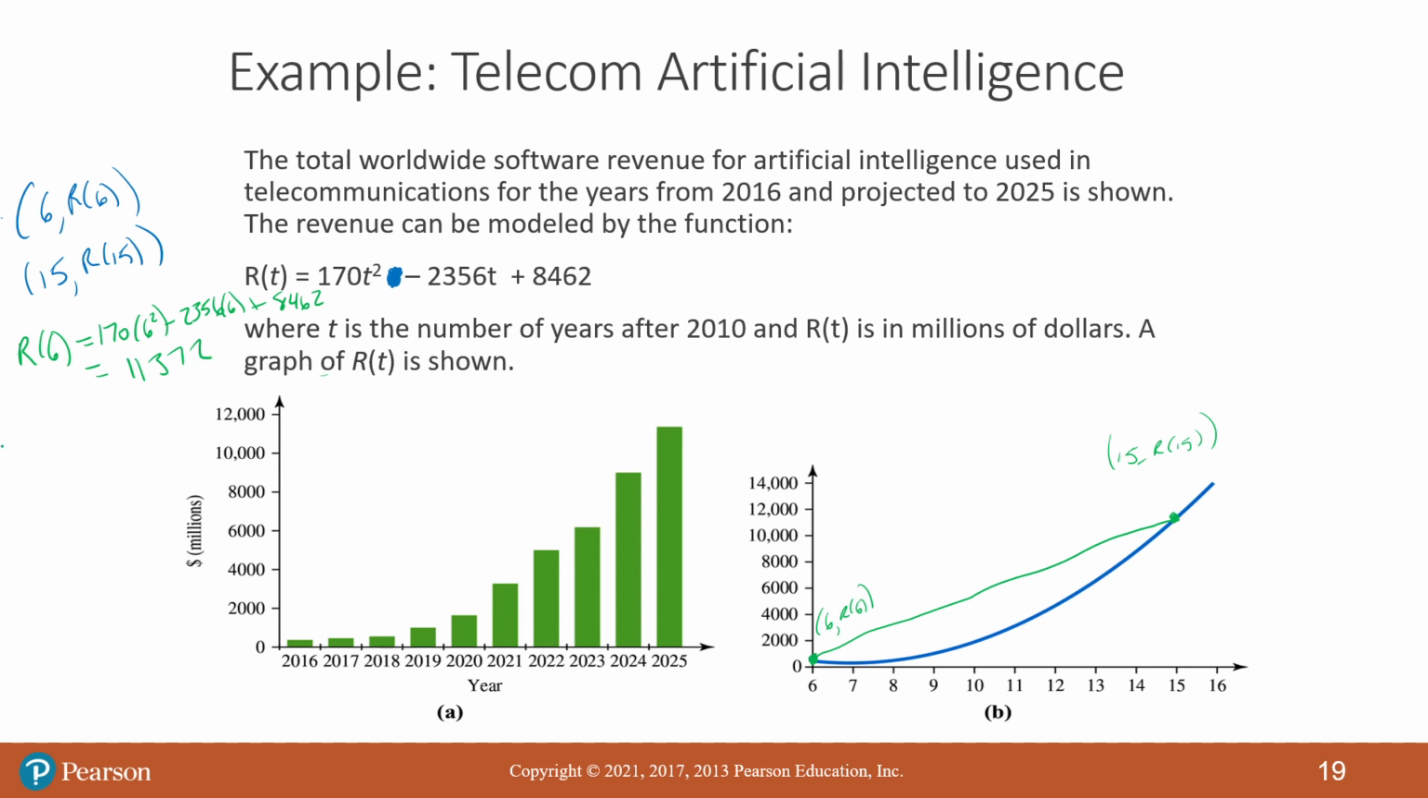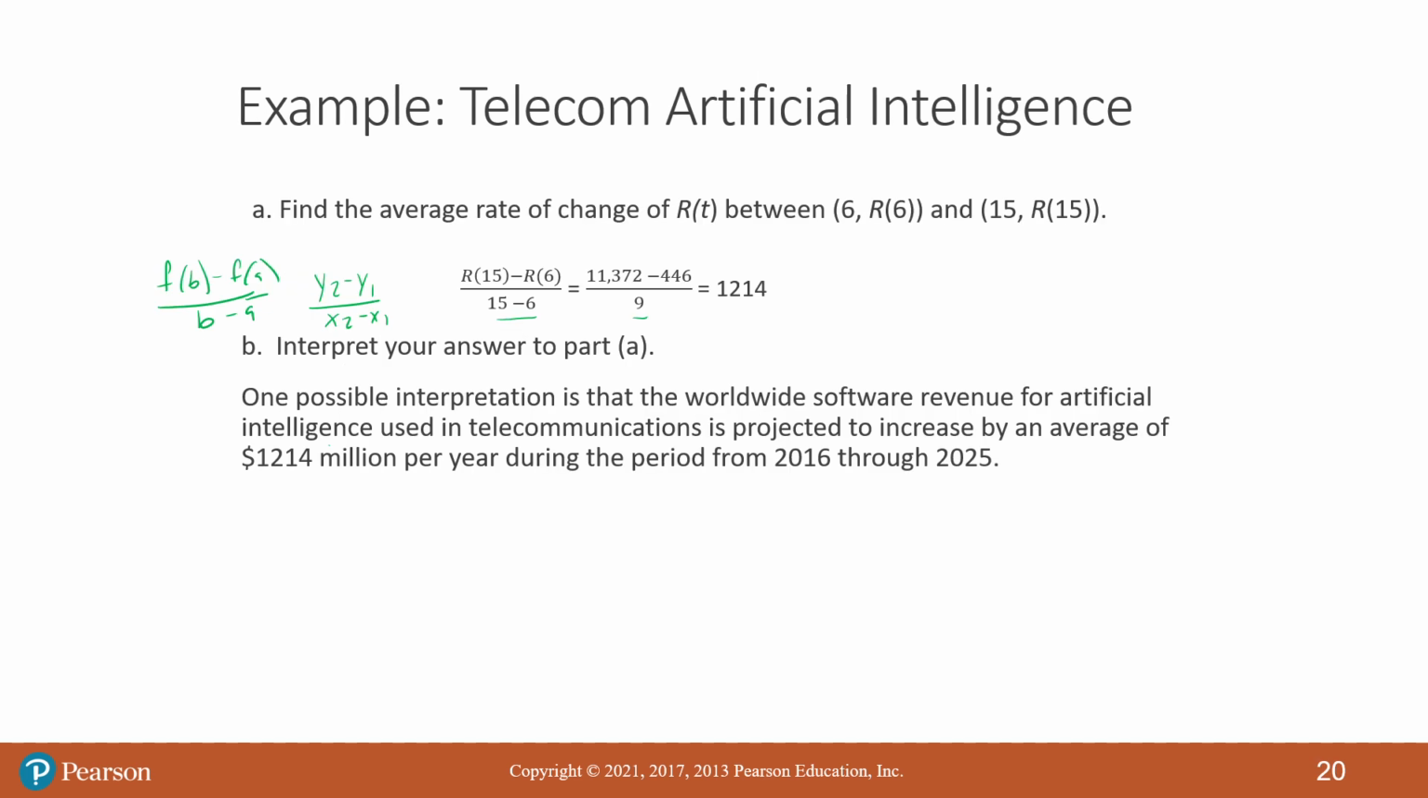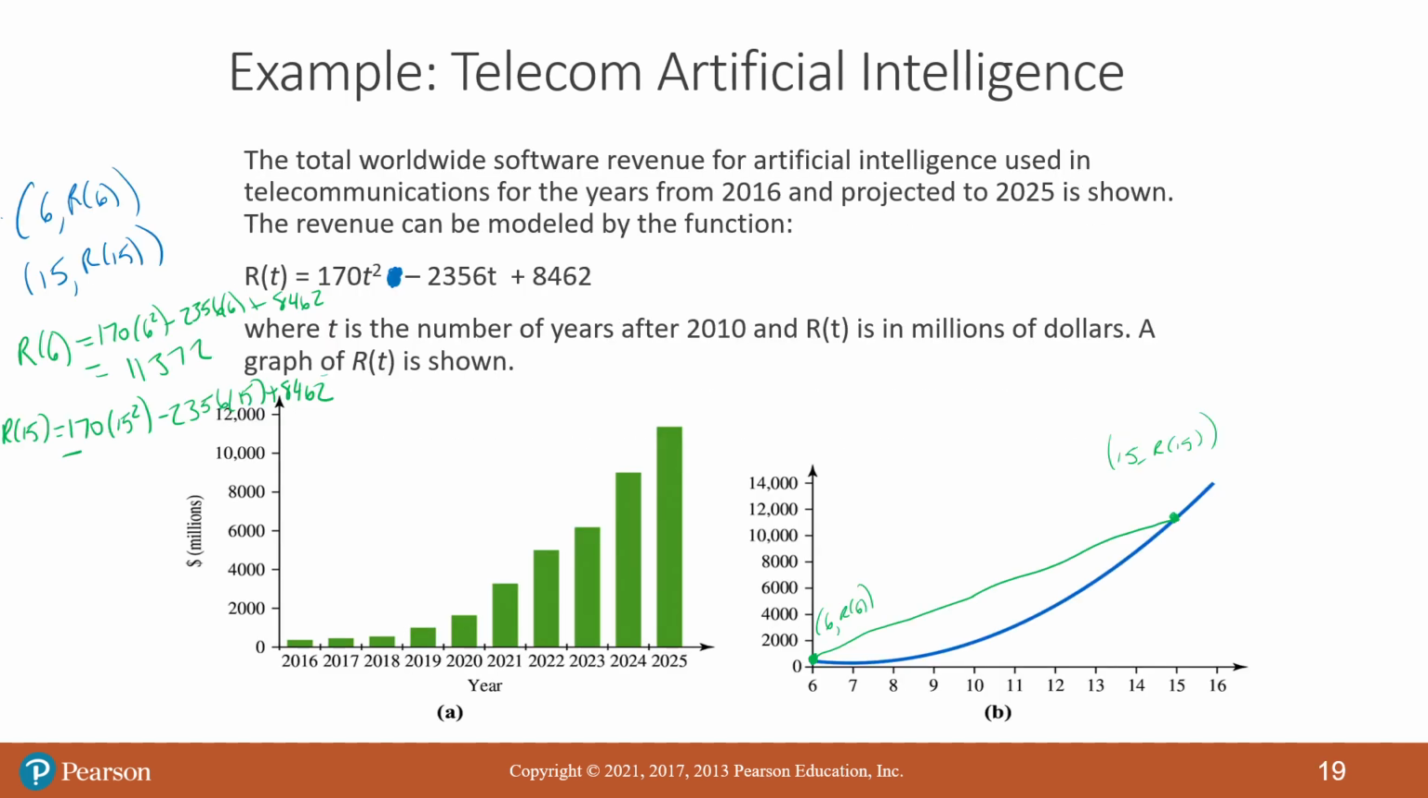Okay. Now, when they find R of 15, it's very similar to what we did there. All we're doing is taking the equation and plugging 15 in for t. So it's 170 times 15 squared minus 2,356 times 15 plus 8,462. And when they plug that in, we get 446.